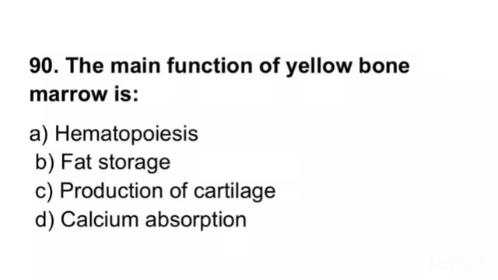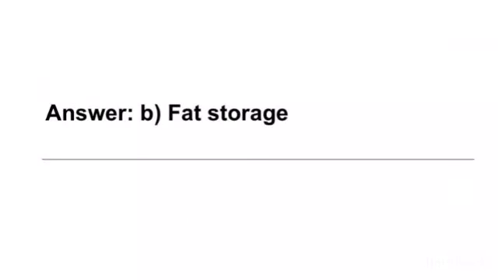90. The main function of yellow bone marrow is A. Hematopoiesis. B. Fat storage. C. Production of cartilage. D. Calcium absorption. Answer, B. Fat storage.